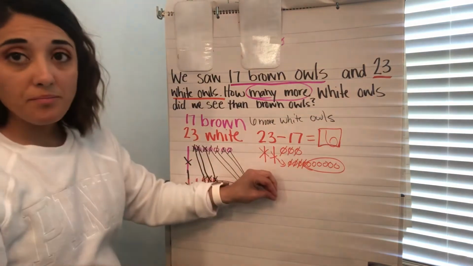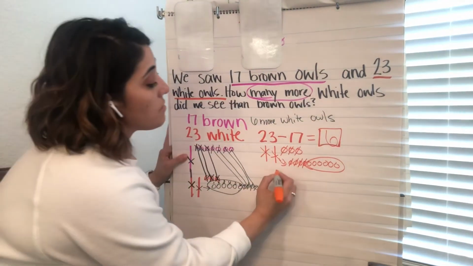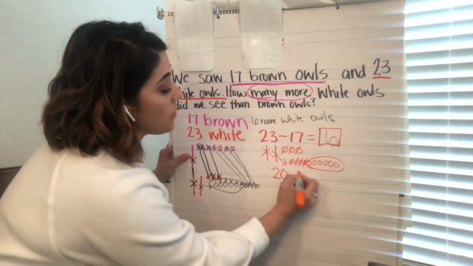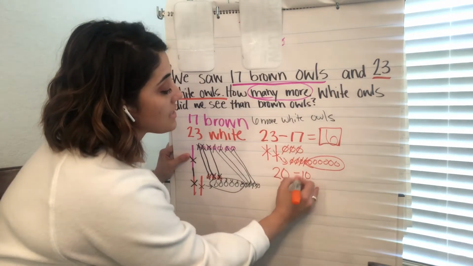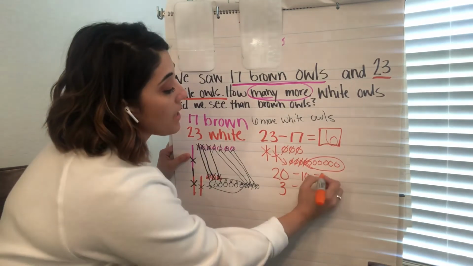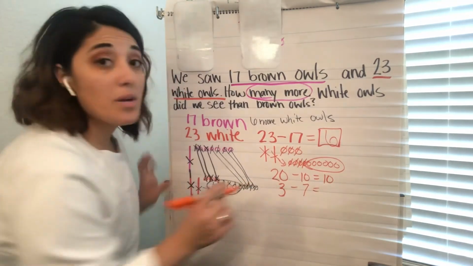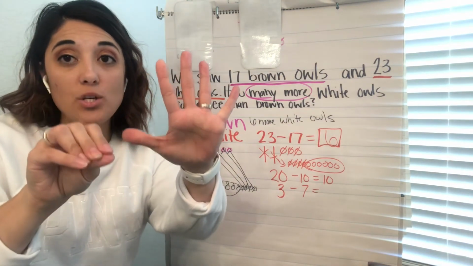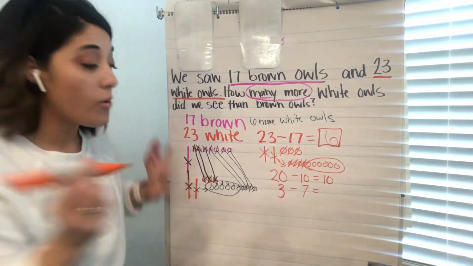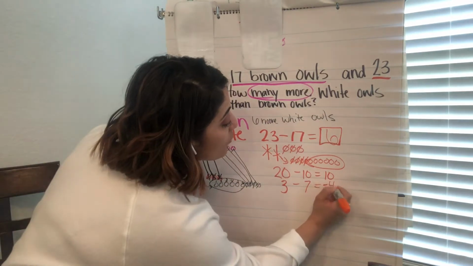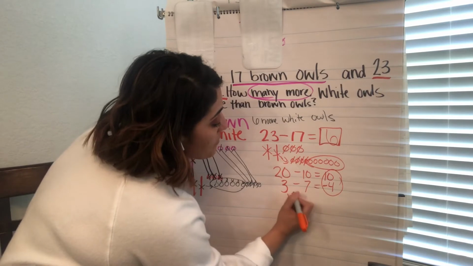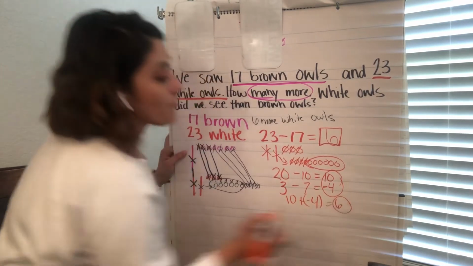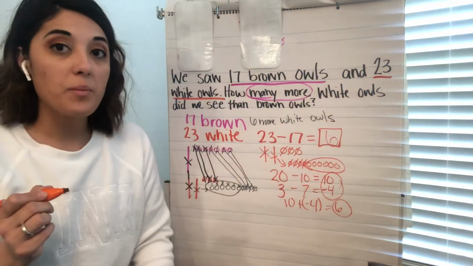You could also, one of the ways I was showing you guys, is by combining same units. So 20 plus 3 minus 10 plus 7. I have 20 minus 10 would get me to 10. 3 minus 7, remember what we do if I have 3, but I need to take away 7, I can take away 1, 2, 3, and I would still need to take away 4 more. So I would have negative 4, and I would add that up. 10 plus negative 4 equals 6. 6 more white owls, so that would be another way.